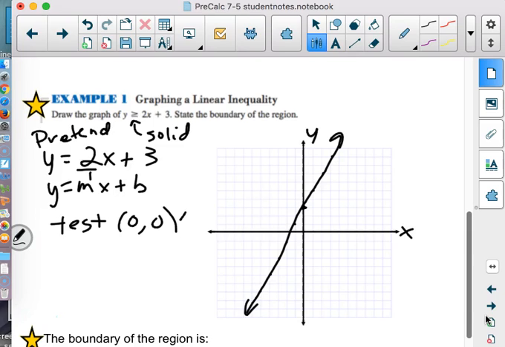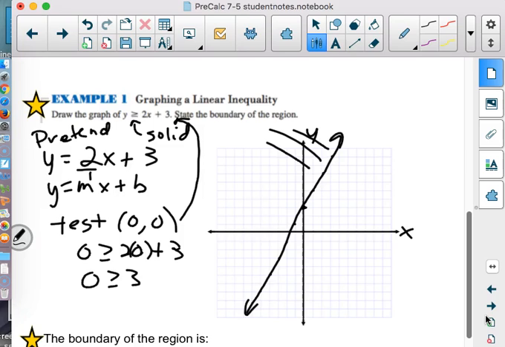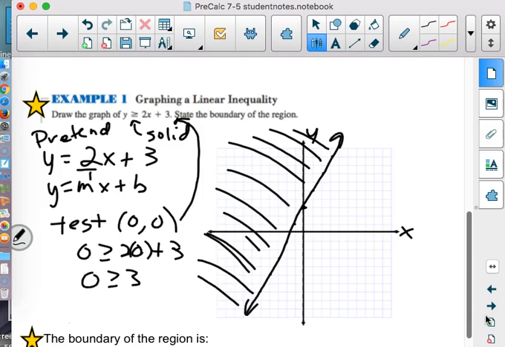So we take this point and we put it right back in here, where it will say 0 is greater than or equal to 2 times 0 plus 3, which will say 0 is greater than or equal to 3. No, it's not. So that means all of our solutions are not on the side that 0, 0 is on. If they were, 0, 0 would have worked. So our shading, and I can't really do a good job of shading up here without changing a lot of settings, would go in this direction.